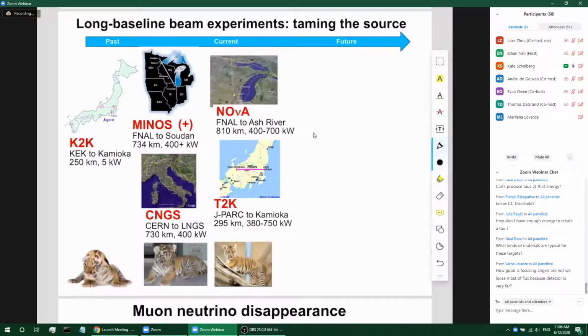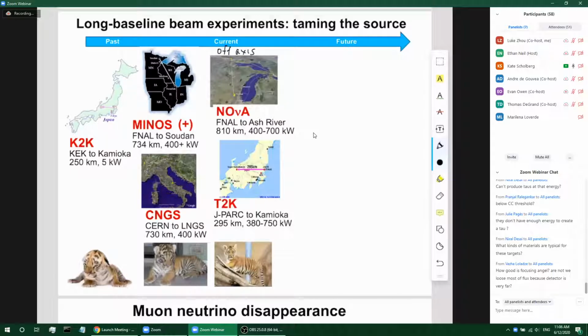Then there is NOvA, which is running now, and that's actually an off-axis beam. It's a slightly narrower beam because it's off-axis. You lose a bit of flux, but you get a narrower beam close to the energy that you're interested in, because that's where there's a lot of oscillation. So NOvA is running now. That's up to 700 kilowatts or so, 800 kilometers, a different site in Minnesota.